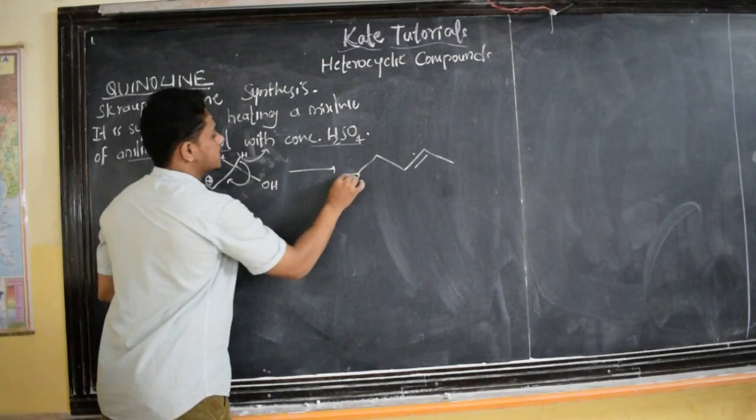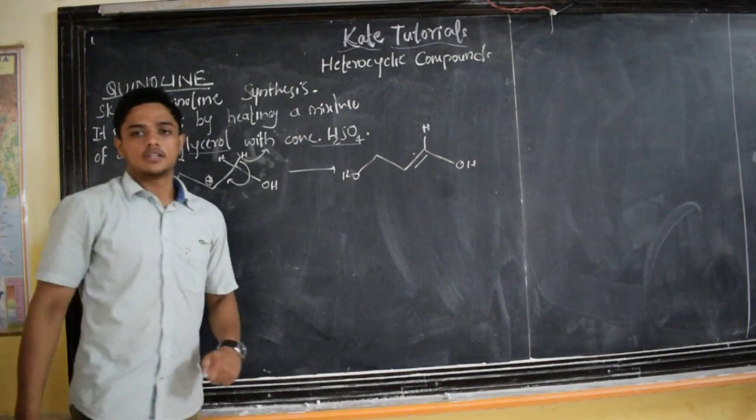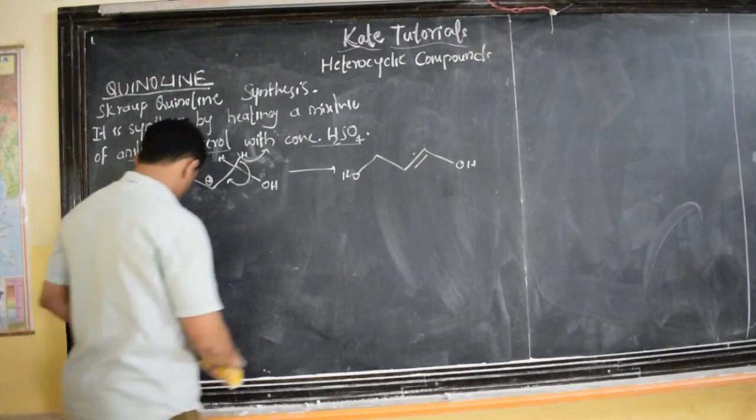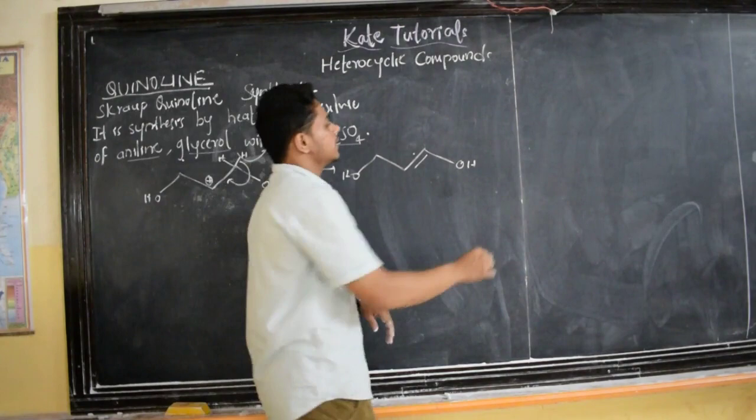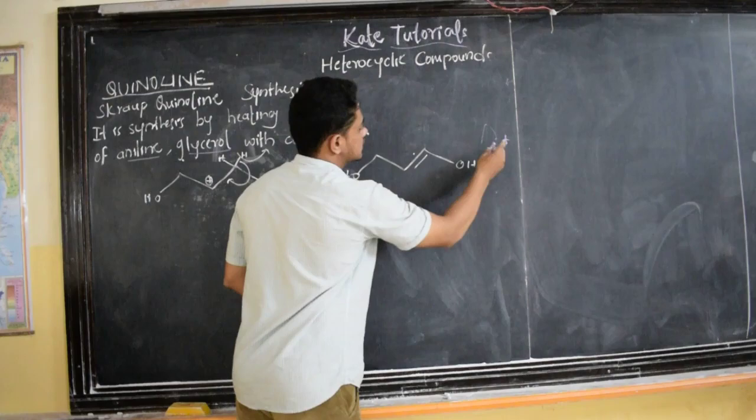And here we have the OH group and only one hydrogen left. I can show it, or otherwise it will be okay if I want to show that hydrogen. So let me draw with this pencil. So this we got. Then it is H plus ion. Again we have H plus ions. So these H plus ions are going to attack.